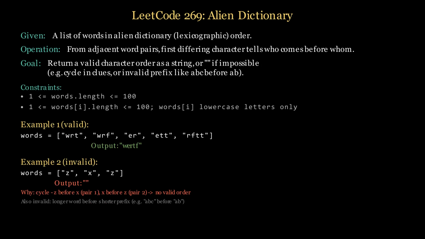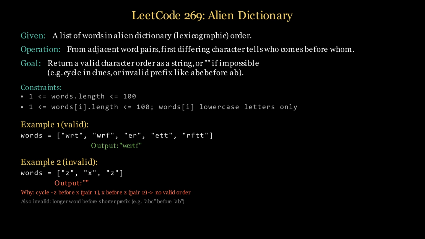In Alien Dictionary we are given a list of words that are already sorted in the alien language's lexicographic order. Our job is to figure out the order of characters in that alphabet. If that claim is incorrect and the given order cannot correspond to any valid letter order, for example if the graph has a cycle, we return an empty string.